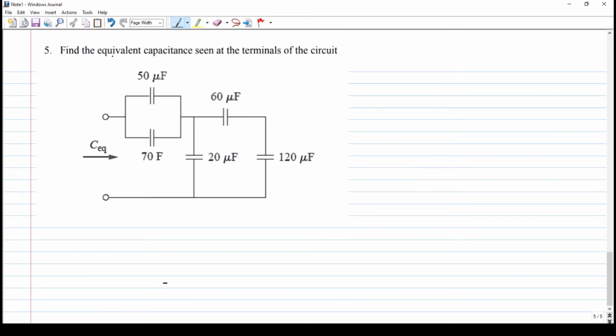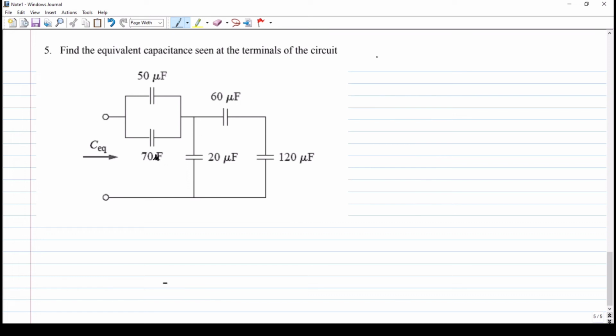Next problem, find the equivalent capacitance seen at the terminal of the circuit. Okay, so the following given are 50 microfarad in parallel to the 70 microfarad, and then another is 20 microfarad, then 60 microfarad, then 120 microfarad. So the unknown here is the equivalent capacitance. Take note that for all the given, the units are in microfarad.